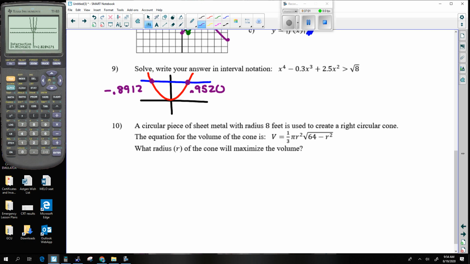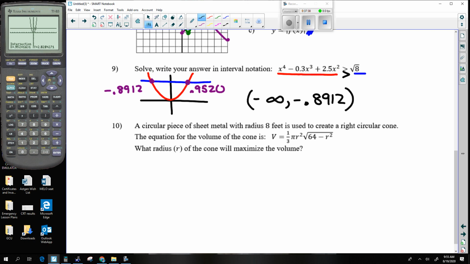So the question is, where is the red line greater than the blue line? Well, it would be from negative infinity up to that negative 0.8912. So negative infinity, let me change my colors here, to negative 0.8912. This is not an "or equal to", so it gets a round bracket on the 0.89.